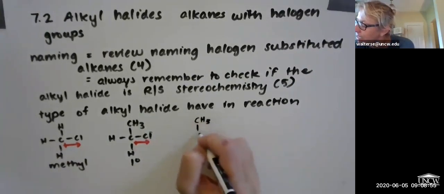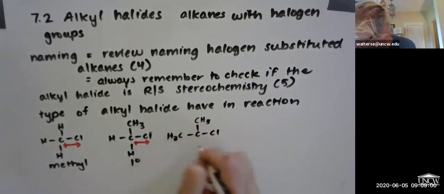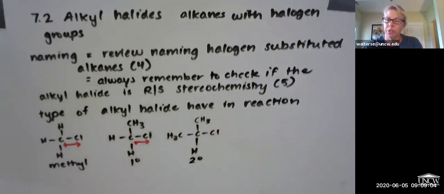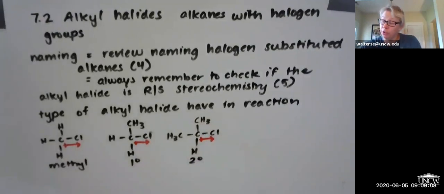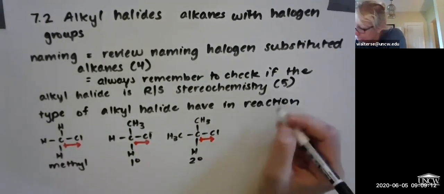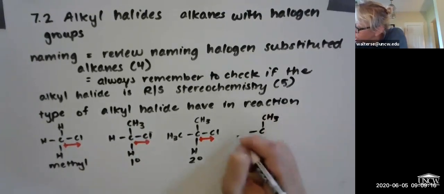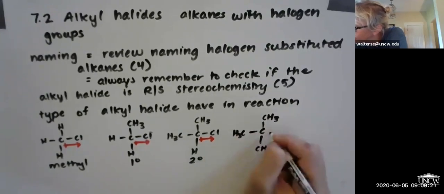A secondary alkyl halide will have that reactive carbon bonded to two other carbons, and tertiary would have three other carbons.